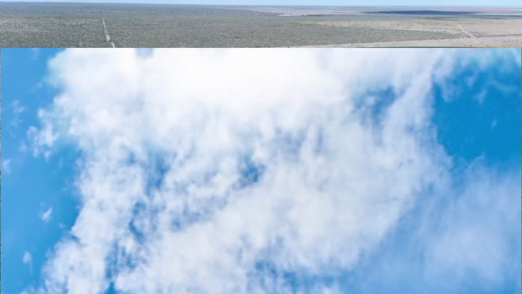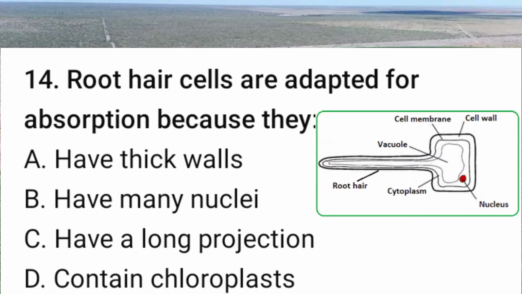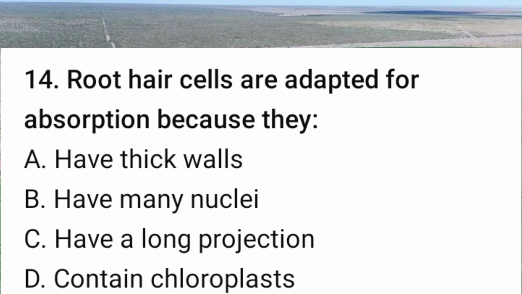Question 14. Root hair cells are adapted for absorption because they have thick walls, have many nuclei, have a long projection, contain chloroplasts. The answer is C, have a long projection.